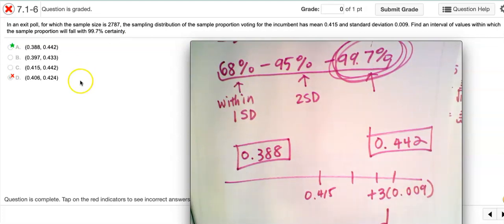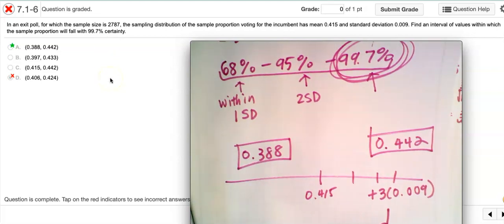So let's look at these multiple choices. A says 0.388 to 0.442. So 99.7%, just remember that's within 3 standard deviations above and below the mean, okay? All right, that's it for this problem.